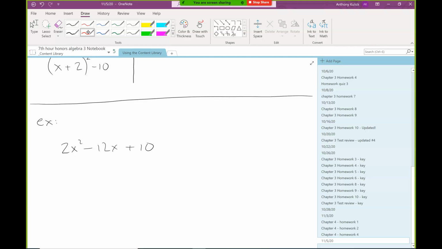So my first step is I need that leading coefficient to be 1. Right now my leading coefficient is 2. So what should I do first? Well, I'll just factor off a 2. All right, we'll just make that leading coefficient 1. So far, so good.